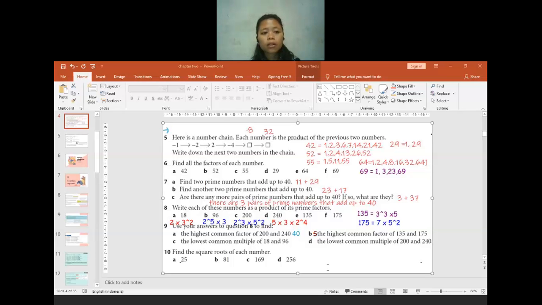Lowest common multiple. Common multiple, not common factor. Read the question properly. Okay, is there anyone who has already found the factor tree of the prime factors of 18? Anyone want to tell me the prime factors of 18? No, it's not 2. Anyone want to help me find the prime factors of 18?